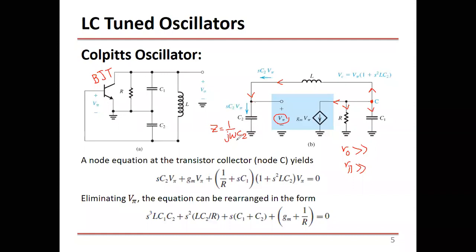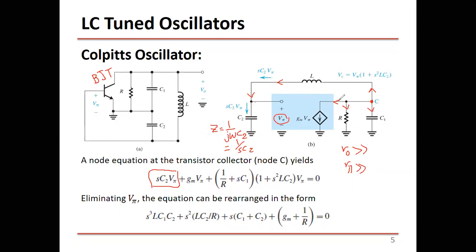So the impedance is 1 over SC2, right? If you divide V pi by this impedance, you will get the current. And this is what you get here. So this is the current through this branch here. V pi divided by 1 over SC2 makes it SC2 times V pi.